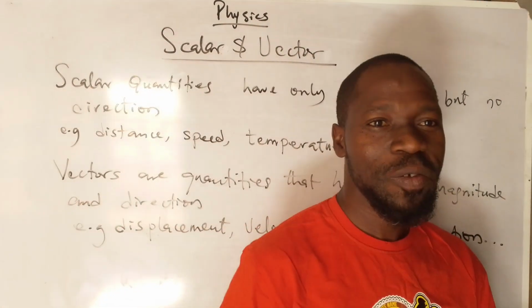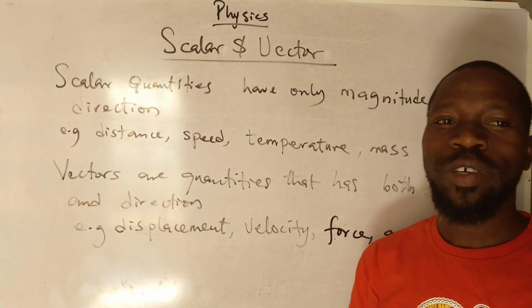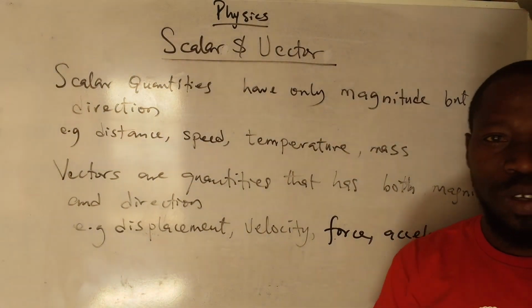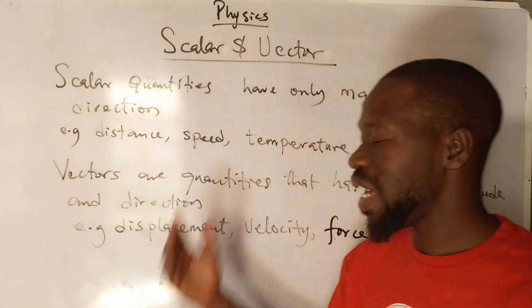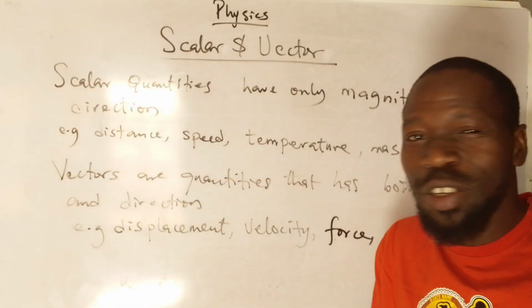All right, in this simple physics class, we're just going to be looking at scalar quantities and vector quantities. Scalar quantities are quantities that have only magnitude but no direction. Magnitude but no direction. And we have examples like distance, speed, temperature, mass. For example, there's no direction of mass.